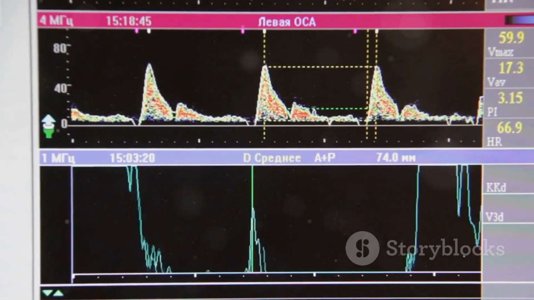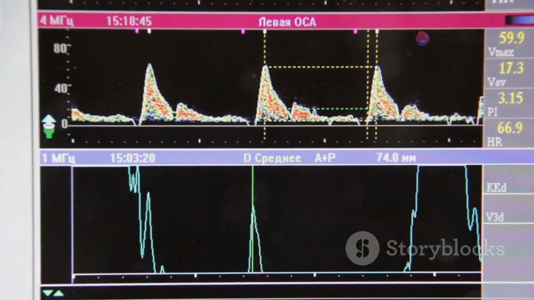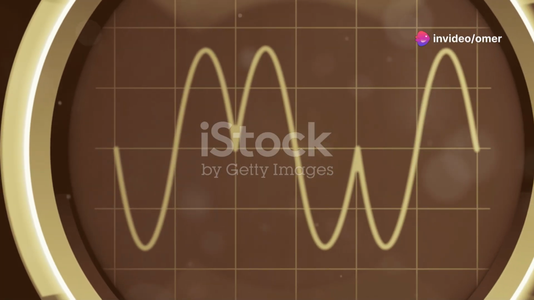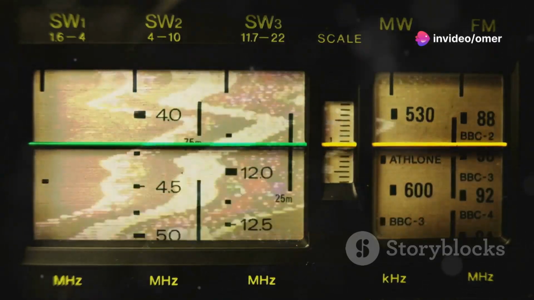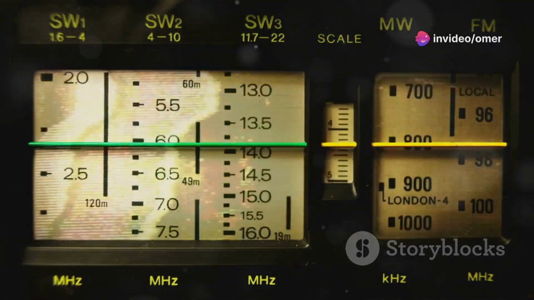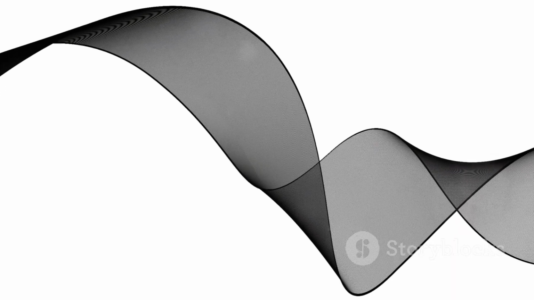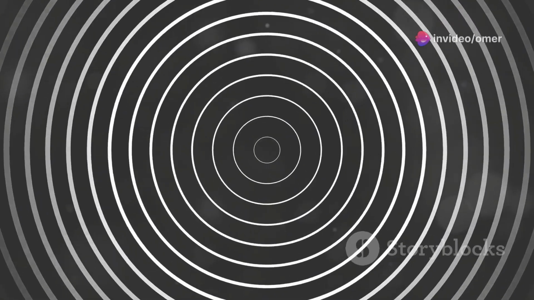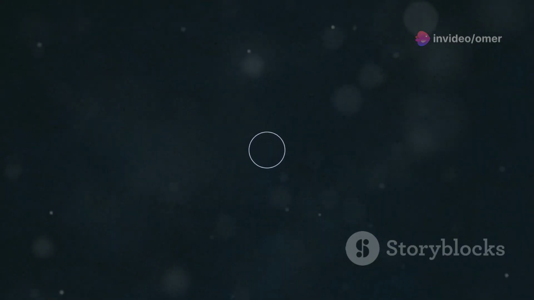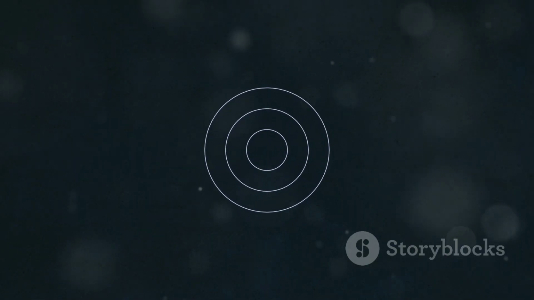Next, we have angle modulation, which includes frequency modulation, or FM, and phase modulation, or PM. In FM, the frequency of the carrier signal is varied according to the amplitude of the input signal, while in PM it's the phase that varies. Angle modulation is less susceptible to noise and interference compared to AM, making it ideal for high-fidelity audio broadcasts such as FM radio. However, it requires a larger bandwidth, as described by Carson's rule.